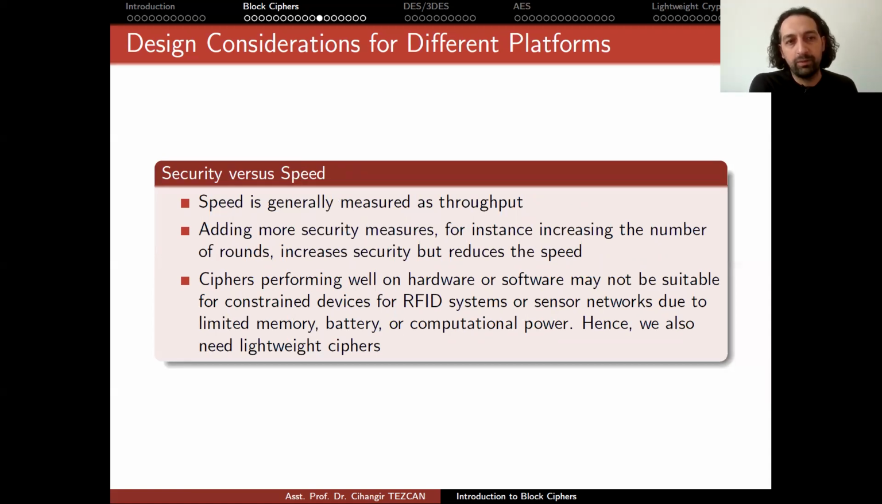Another thing is security versus speed. Speed is generally measured as throughput. Adding more security measures, for instance increasing the number of rounds, increases the security but reduces the speed. Ciphers performing well on hardware or software may not be suitable for constrained devices like RFID systems or sensor networks due to limited memory, battery, or computational power. Hence, we also need lightweight ciphers for very special devices or very special occasions. So it is hard to have a cipher that meets every expectation.